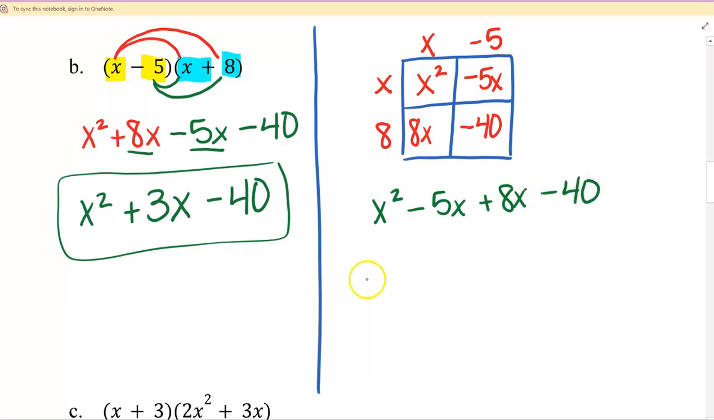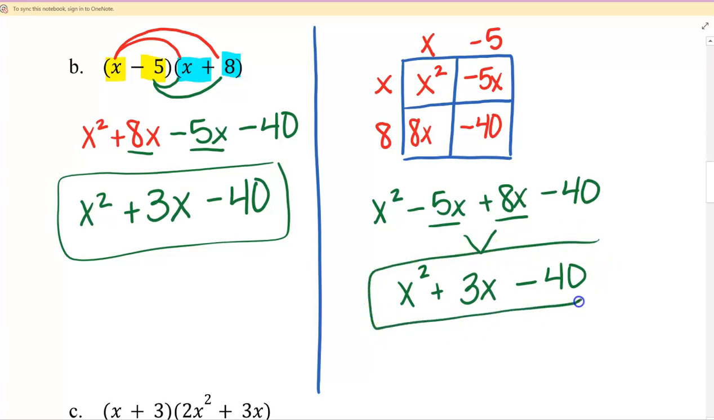Okay, now do you see how that's basically the same thing we got up here as well, right? With the distributing method. So we're going to combine our like terms. So the x's, negative 5x plus 8x is 3x. Bring down the other two, so x squared and minus 40. And you get the same answer. So it does not matter which one you do.